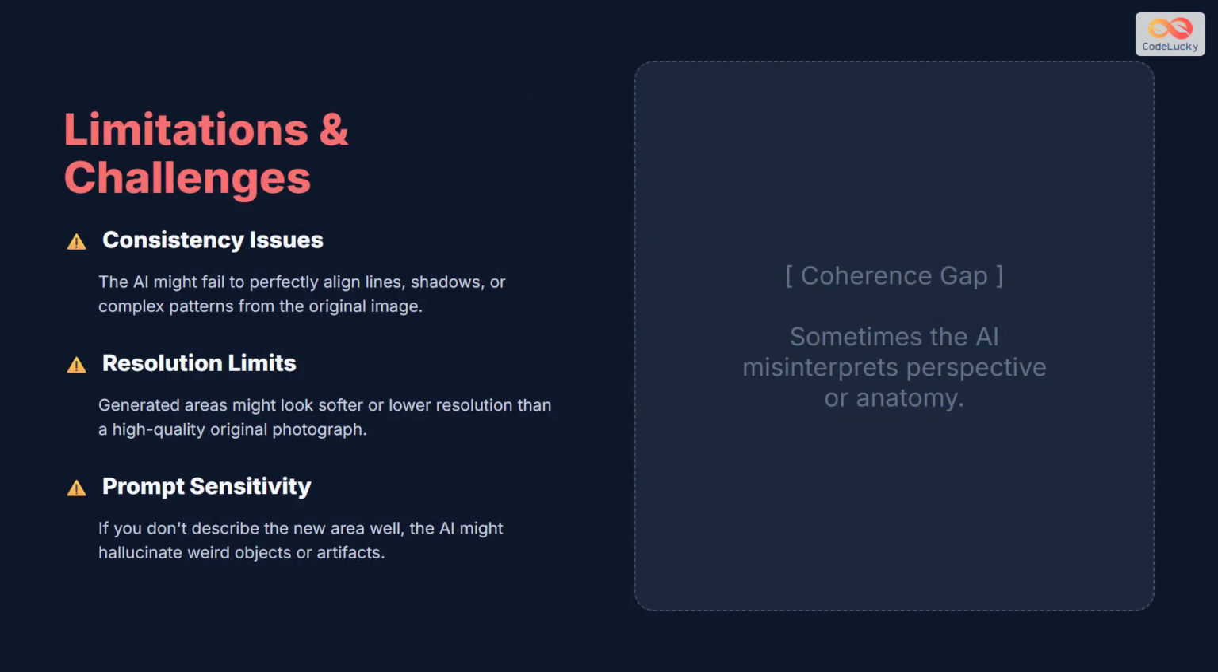However, this technology isn't perfect. Sometimes you'll encounter consistency issues where lines don't quite connect. The resolution of the generated area might be lower than your original photo, and the AI is very sensitive to your text prompts, so describing exactly what you want is key to avoiding strange results.